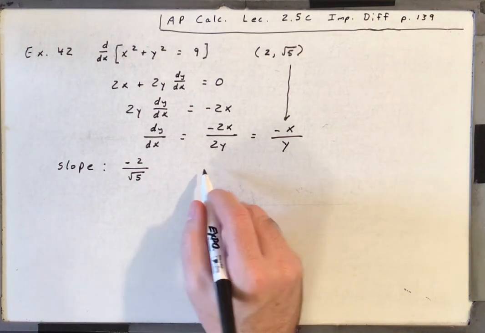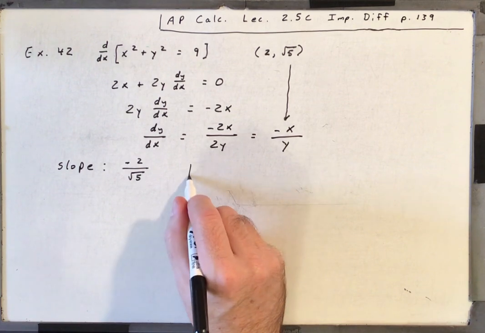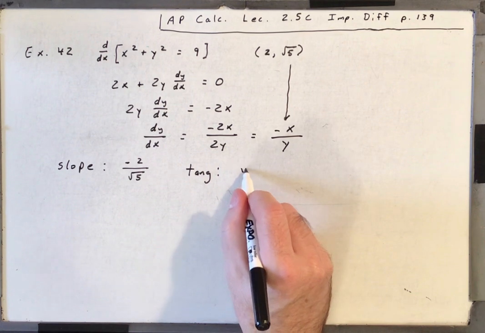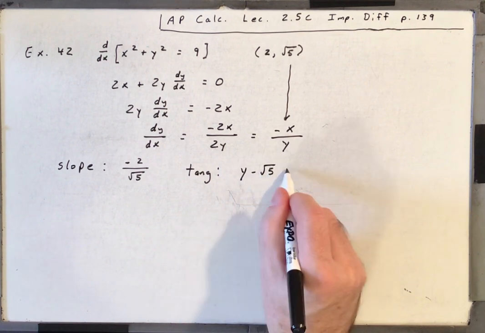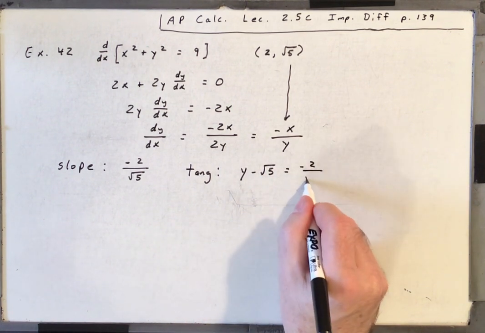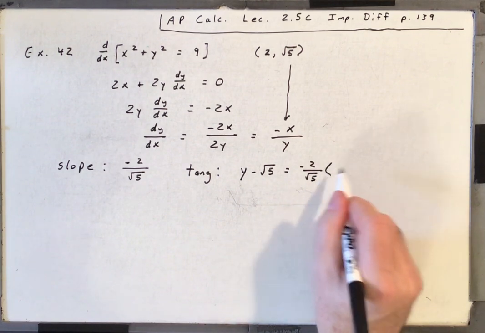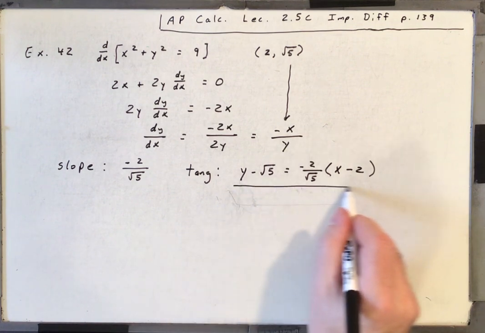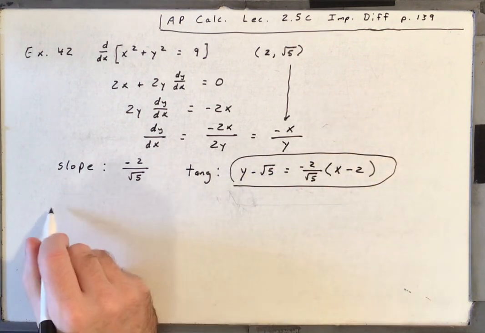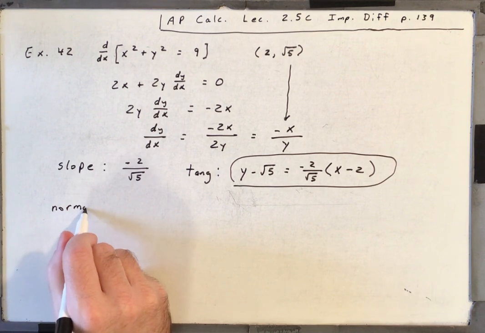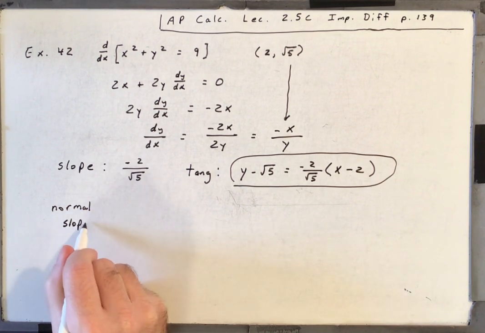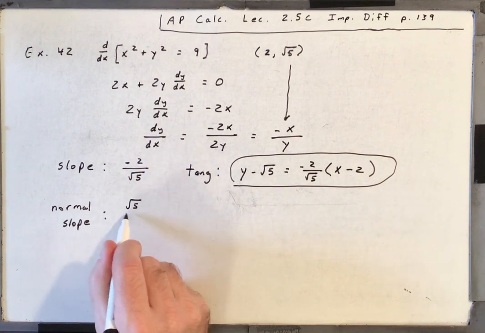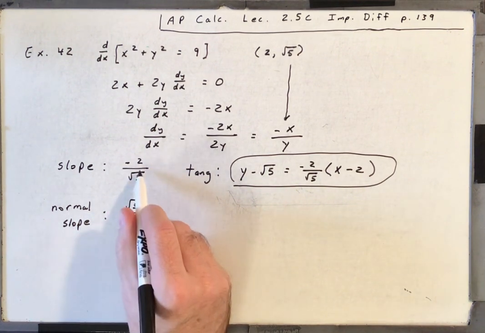So our tangent line equation is, and since we're doing the normal line, but the tangent would be y minus root 5 is equal to negative 2 over root 5 times x minus 2. Now our normal slope is we take the negative reciprocal, so that's root 5 over 2. Get rid of the negative sign and then flip.